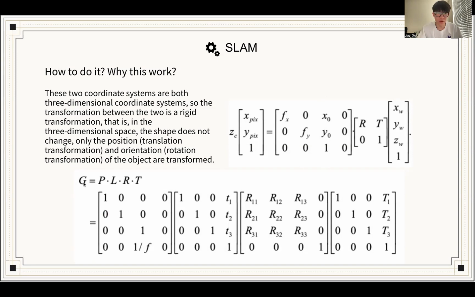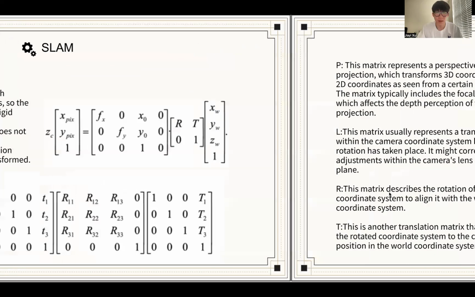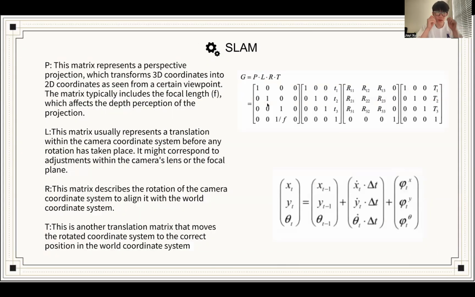The G is the global, the PL is the parameters about our camera, and the RT is the parameters about rotation and translation. The P matrix represents a perspective projection, which transfers 3D coordinates into 2D coordinates as seen from a center viewpoint. This is our camera view, because the camera is viewing a 3D world and we want to map it to images. It's 3D to 2D. And the matrix typically includes the focal length f.